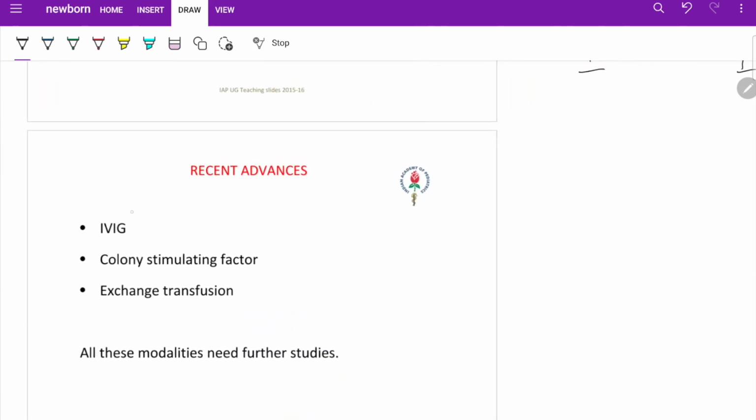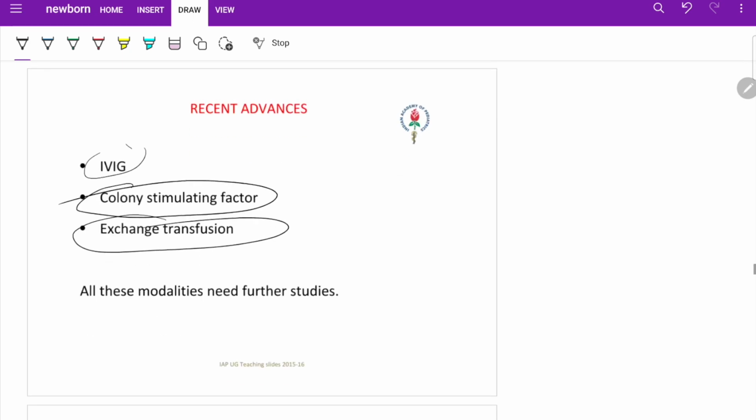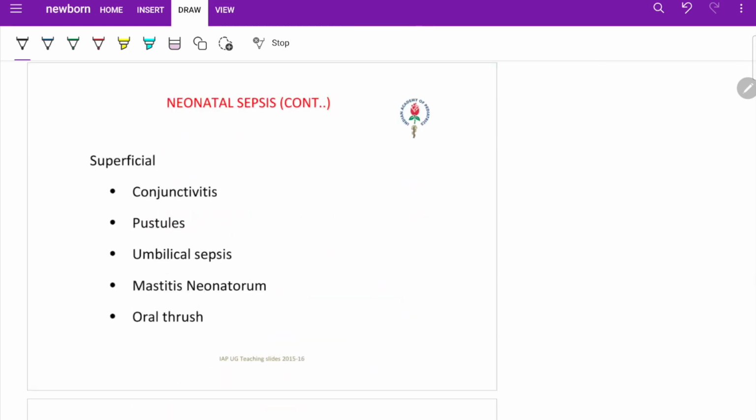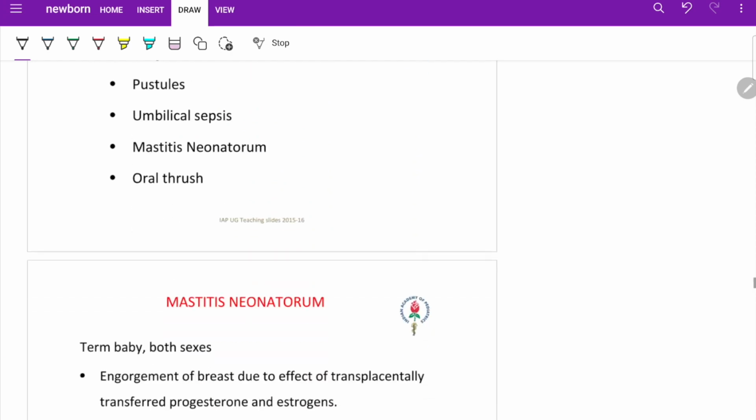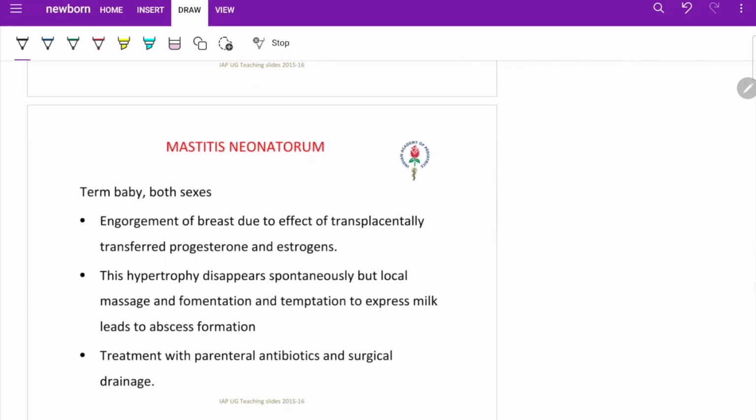So recent advances: we are giving IV immunoglobulin, colony stimulating factor, exchange transfusion. All of this still needs further study. So neonatal superficial infections, you are going to have conjunctivitis, pustules, umbilical sepsis, mastitis neonatum and oral thrush. In a term baby, both sexes can have mastitis.